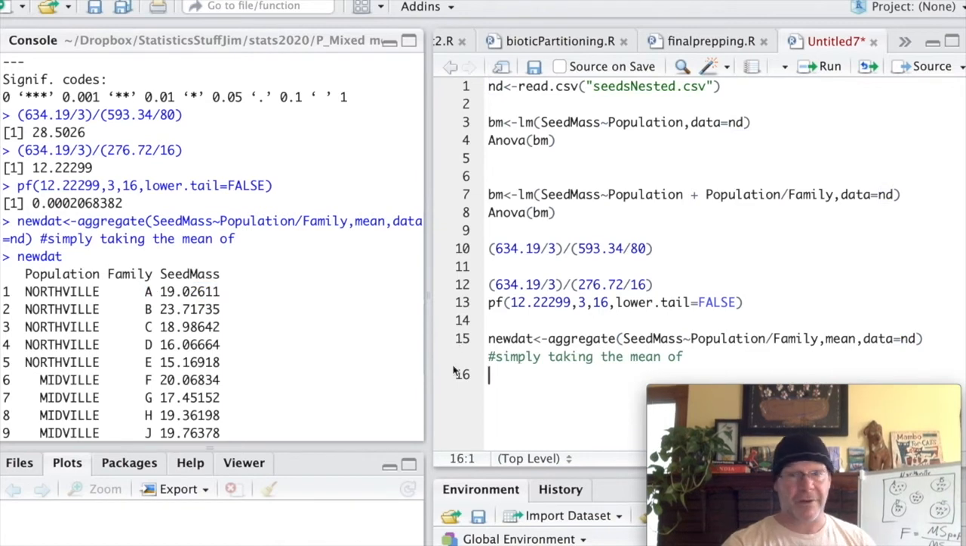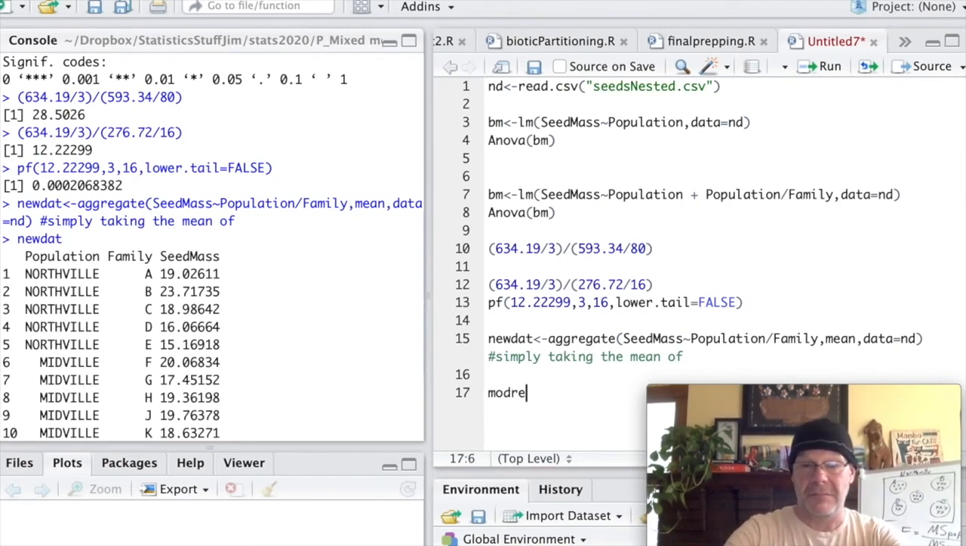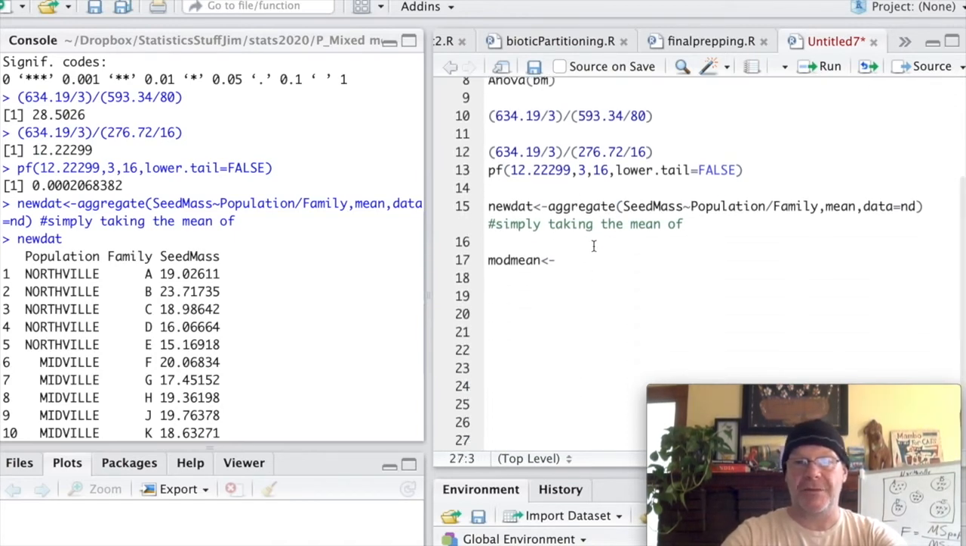So remember, we started out with 100 rows of data. We felt as though, hey, we're going to have a lot of statistical power because we have that. But now I've just said, I don't care, I just want to take the average of that. So let's make a model where we just do that. So I'm going to call it mod summary. No, mod mean. That makes more sense. And so this is going to be a model where we're just looking at the means.